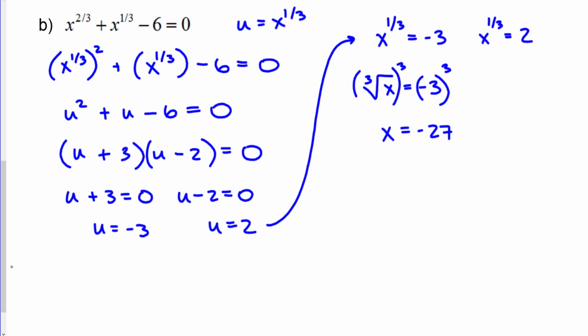Similarly, you can do the same thing here. If you raise both sides to the 3rd power, so that means you have x to the 1/3 raised to the 3rd. You simplify this by multiplication. So 3 times a 3rd is 3/3, or 1, which just leaves you with x. 2 to the 3rd is 8. So the two solutions here are 8 and negative 27.